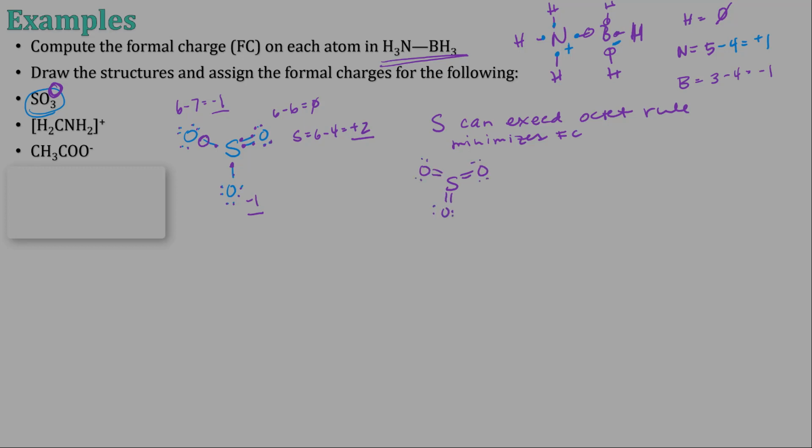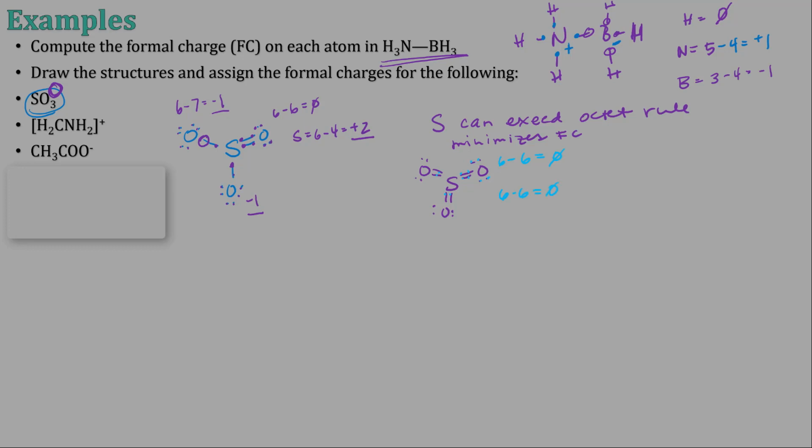Is that an acceptable structure? Yes, it is, because sulfur can exceed the octet rule. And when we look at formal charges, if I was to compute the formal charge on the oxygen, it should have 6, and it's got 1, 2, 3, 4, 5, 6. So that's 0. And if I was to look at sulfur, it should have 6, and there's 1, 2, 3, 4, 5, 6.